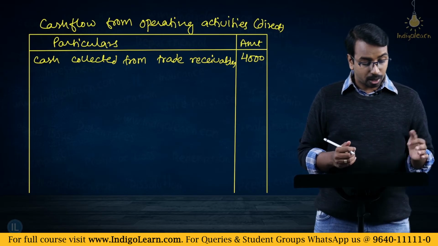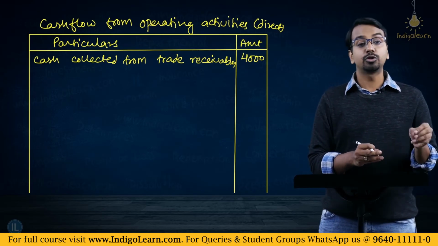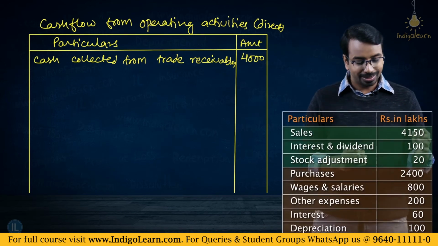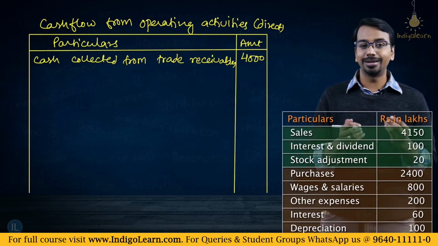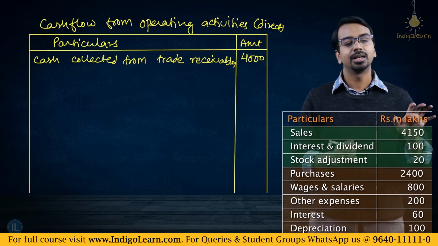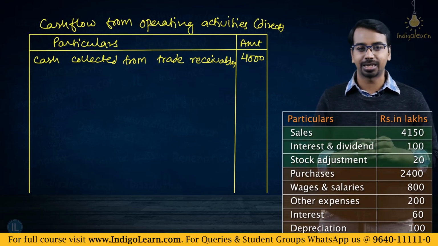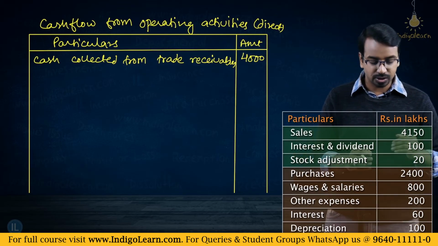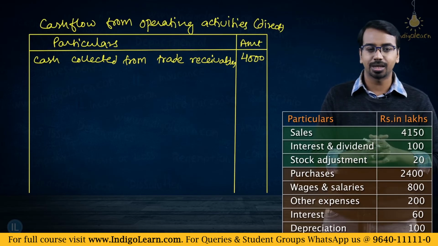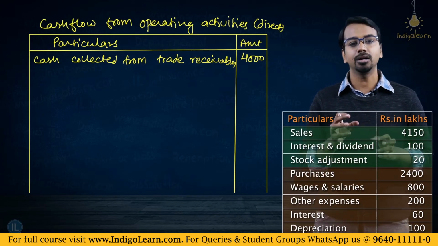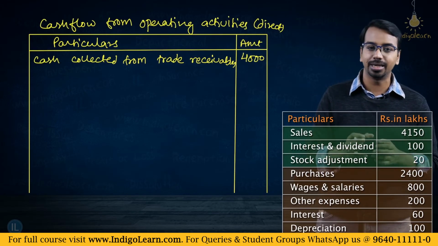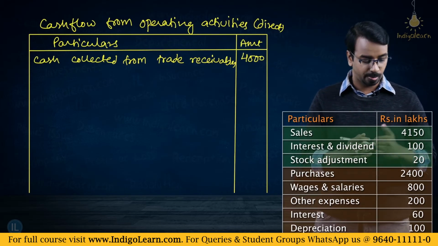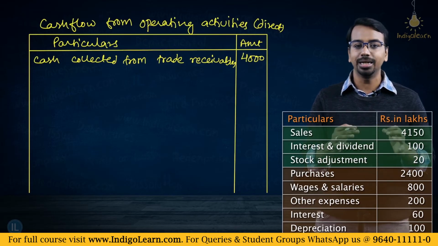Then what are the other items in the P&L which could be related to operating activity? The next inflow, or the next item, is interest and dividend. Now if you have earned interest income or dividend income, that is not related to your operating activity, that is related to your investment activity. Then you have stock adjustment. Now this stock adjustment is nothing but the difference between opening stock and closing stock. So if closing stock is higher, they have put it on the credit side. So that is also not a cash flow related item. So on the inflow side, you have only debtors.